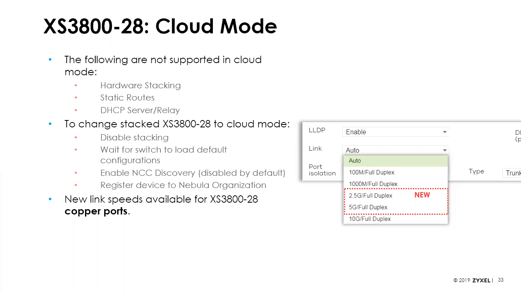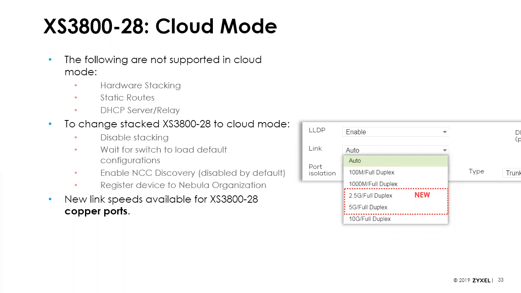And just to see here, switching over to cloud mode is a little bit more complicated than it is on our other Nebula Flex switches. You will need to log into the device, disable stacking, which I believe is enabled by default. The switch will then reload its configuration and reboot, and then you will need to enable NCC discovery, so Nebula Control Center discovery. Once you've enabled that, then you can register the device in the Nebula cloud, and it will automatically reboot into Nebula mode.